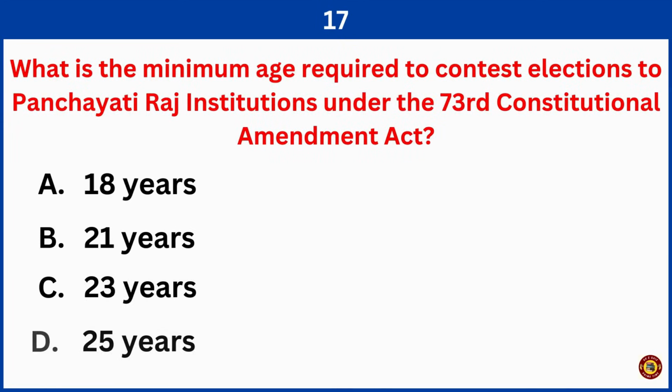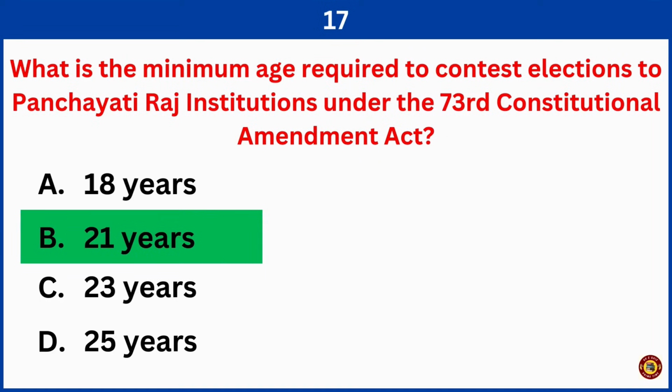What is the minimum age required to contest elections to Panchayati Raj institutions under the 73rd Constitutional Amendment Act? Right answer is option B, 21 years.